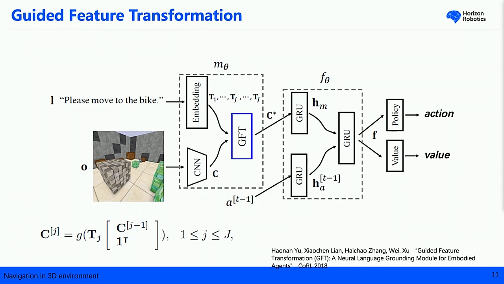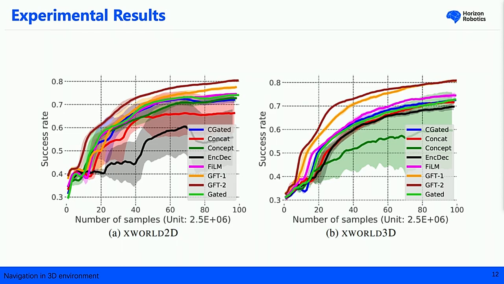For this problem, we focus on improving the fusion of the language information and the visual information. For this purpose, we designed a module called Guided Feature Transformation specifically for the fusion of language and visual information. Basically what it does is some kind of language-dependent transformation of all the visual feature vectors. Here we compare our method with many other methods for fusing language and vision. The GFT is based on our method, and we can see that our method outperforms all the other methods in both 2D and 3D environments.